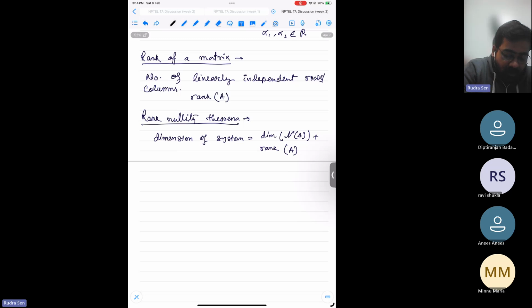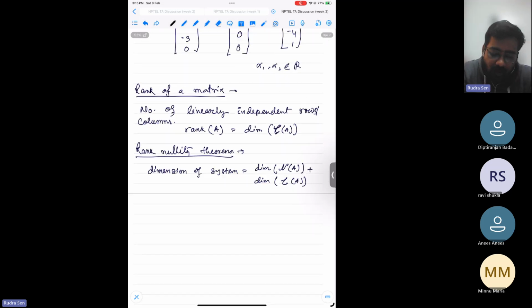The rank of matrix A is basically the dimension of the column space. This is a calligraphic C. The dimension of the column space is the rank of A. So instead we can write it over here, the dimension of the column space of A, right?